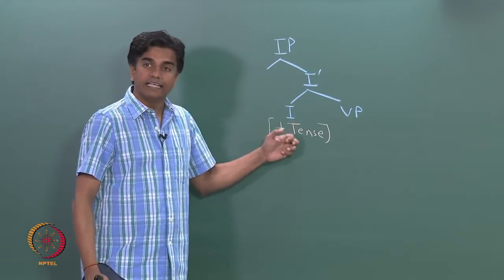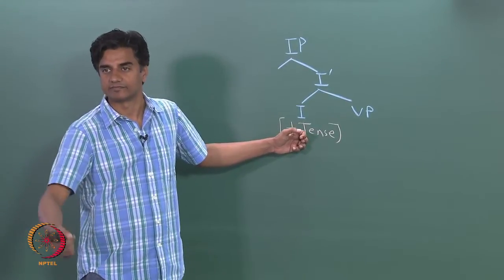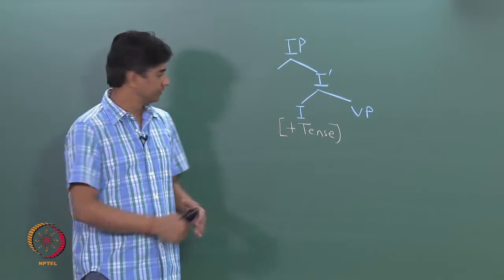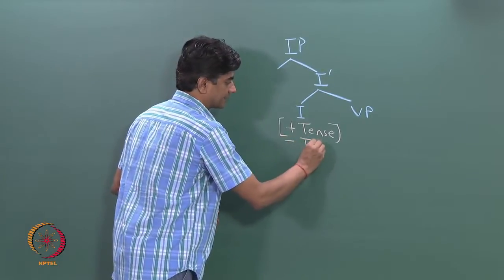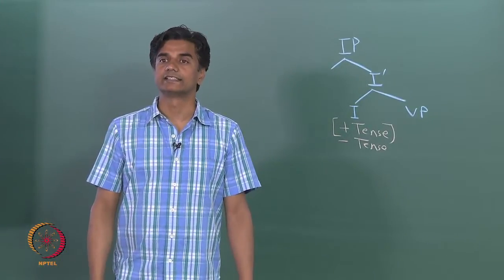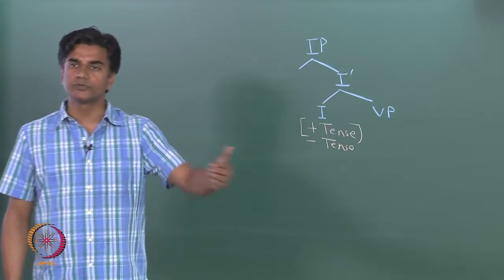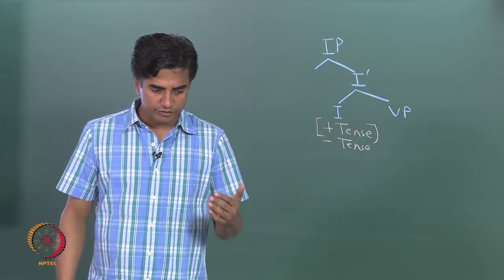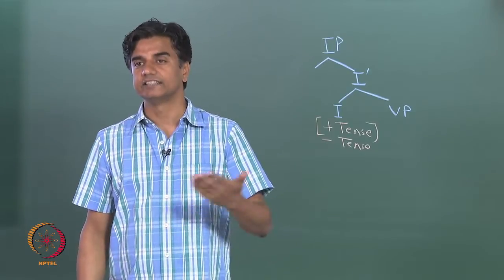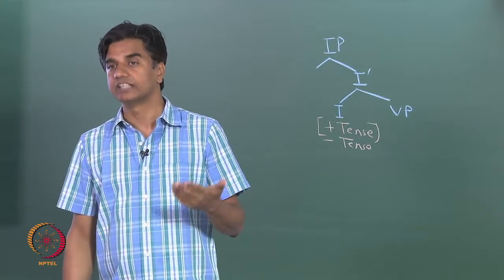So, as long as you have any tense coming up here, present, past, future, anything, then we say the sentence is plus tense. That is, the sentence has tense. Then the whole clause is a finite clause. If this has no tense, that is minus tense, then the sentence is non-finite. Very simple. Finiteness directly corresponds to tense. The moment we say a finite clause, or a finite sentence, we mean a sentence with tense. The moment we say non-finite clause, we mean a sentence without tense.